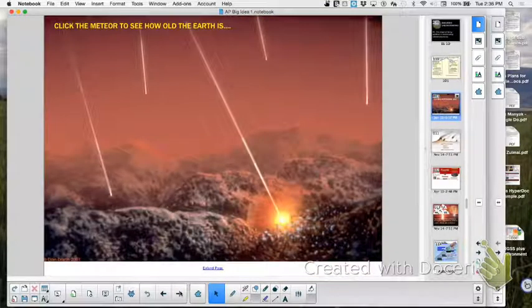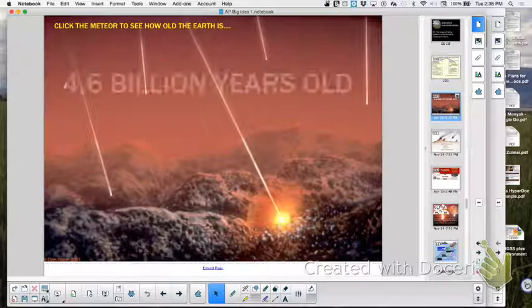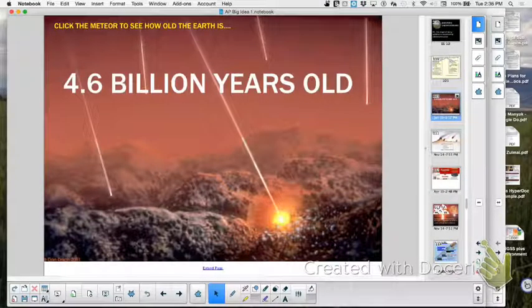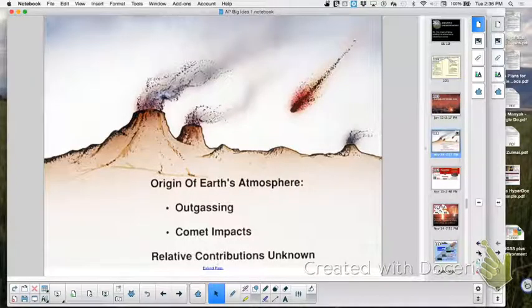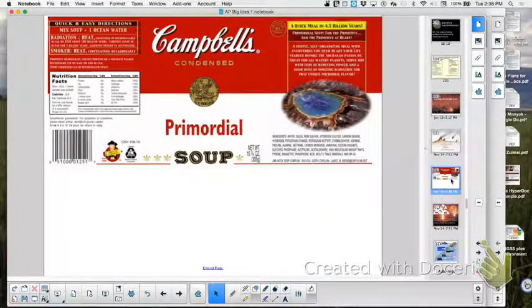And we know this, right? Okay, so the Earth is about 4.6 billion years old. We did this. Earth's atmosphere outgassing, we already talked about that. If we analyze that primordial soup, okay, what was in it?